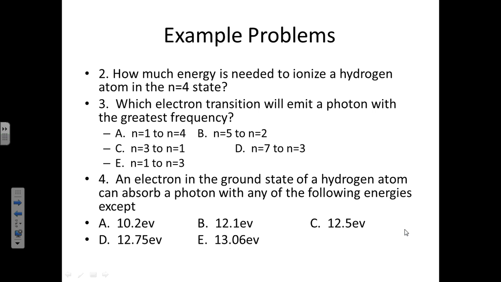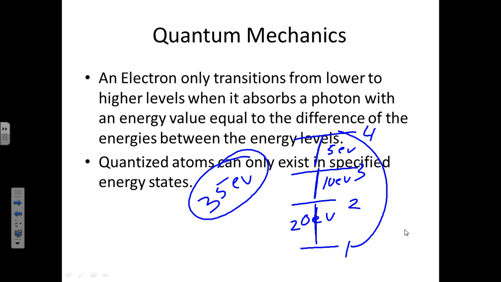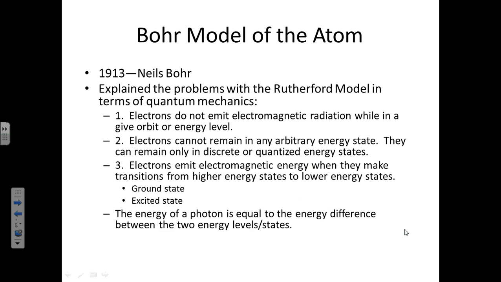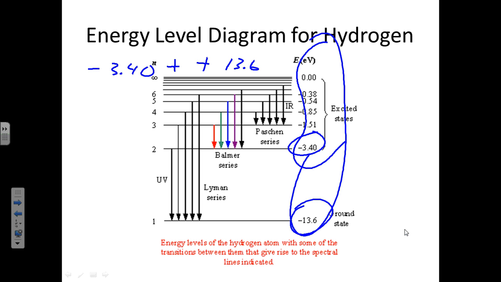So let's go back to our little diagram. In n equals 4, its energy is negative 0.85. So to make it move up, what do we got to do? We've got to add that much energy. We've got to add 0.85 more. So the answer is positive 0.85 to this question. That's what I'm trying to tell you.